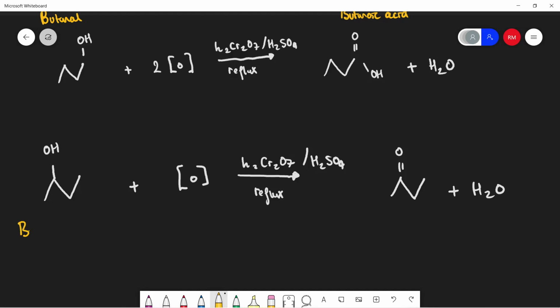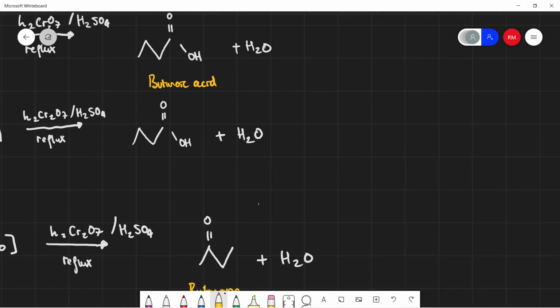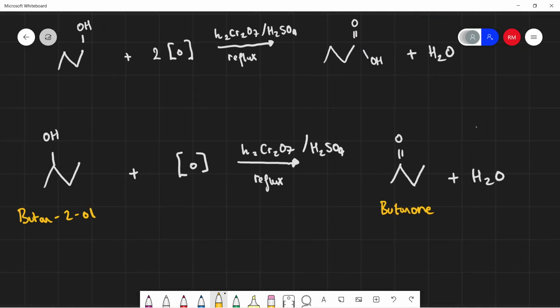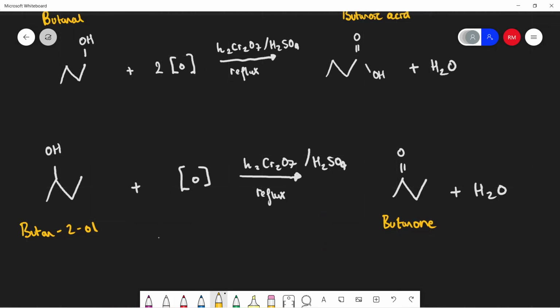And this here would have been butan-2-ol, and our product here would have obviously been butan-2-one, like so. And obviously this also goes through the color change of orange to green, like so.